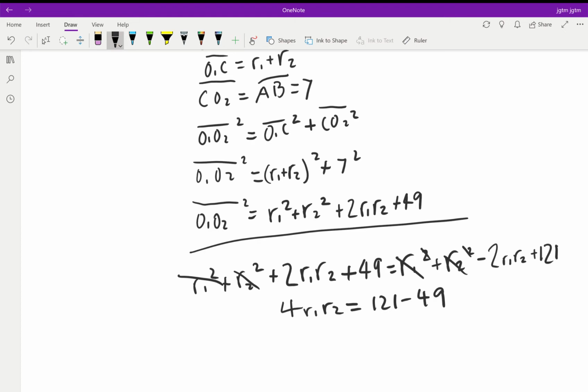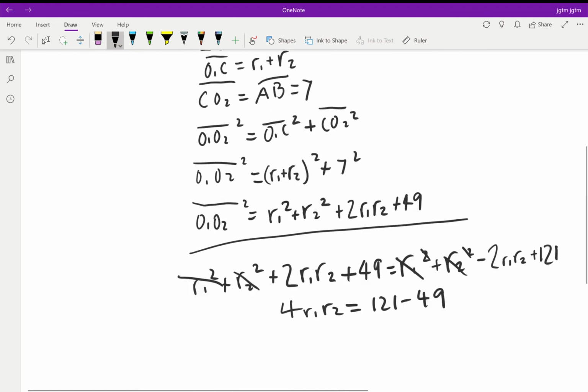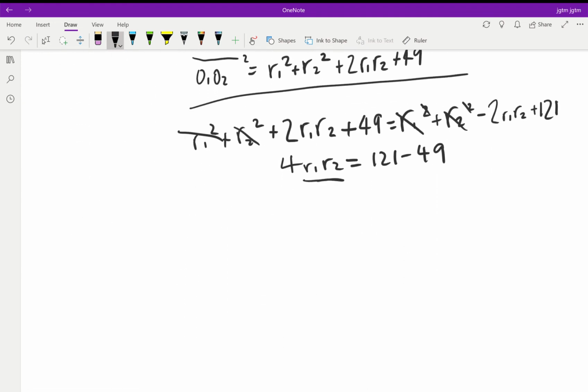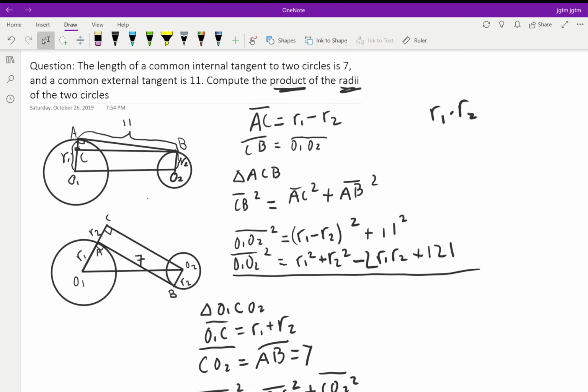And because we're trying to find the product of the two radii, which is basically R1 times R2, it's perfect because we already have R1R2 here. All we have to do is divide by 4 on both sides, so R1R2 equals (121 minus 49) over 4. And this equals 72 over 4, which equals 18. And there we go. This is how to solve the problem which asks for the product of the two radii.